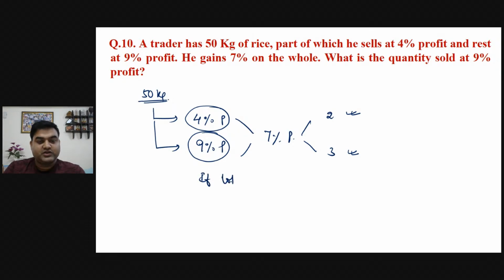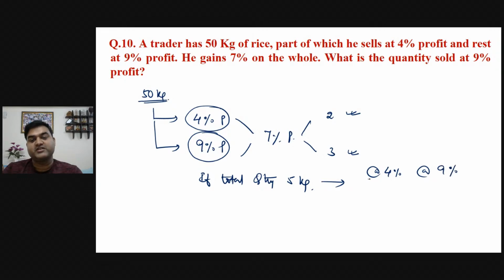If the total quantity was 5 kg, then he has sold at 4% and at 9%. How much quantity? Just write down. If the total was 5, 2 plus 3 is 5, then at 4% he has sold 2 kg and at 9%, 3 kg. But in the question paper it is given as 50 kg, right?